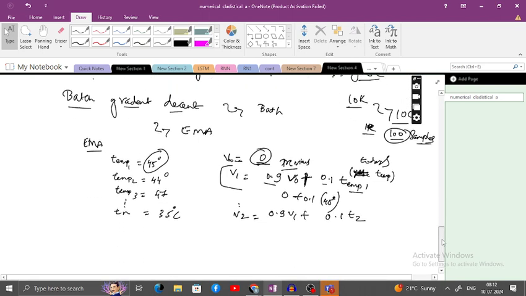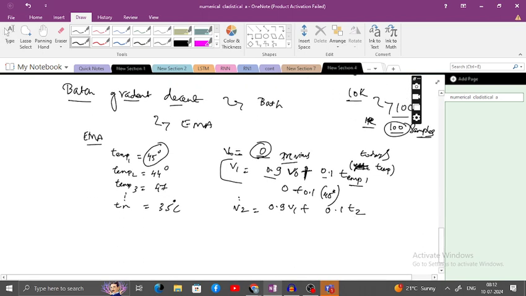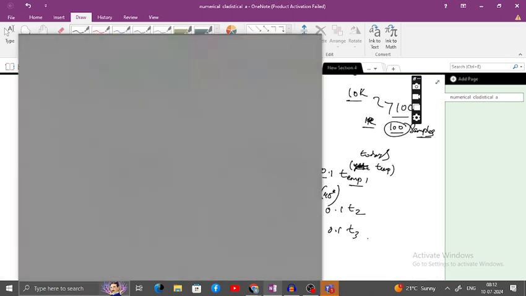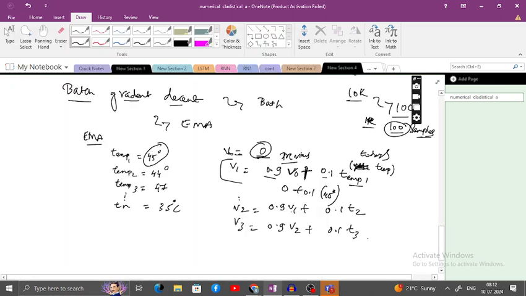See, what is V3? 0.9 into the earlier value V2, plus 0.1 into today's temperature, something like that. This V1, V2 again you can replace with the equation. Correct or not? So in general, what can I write? Vt.